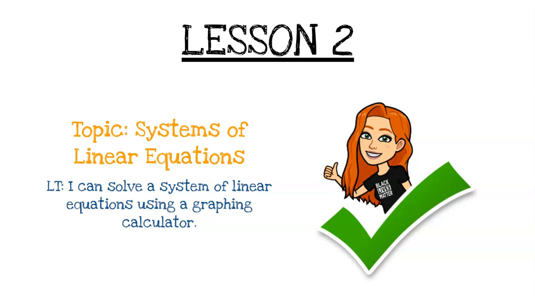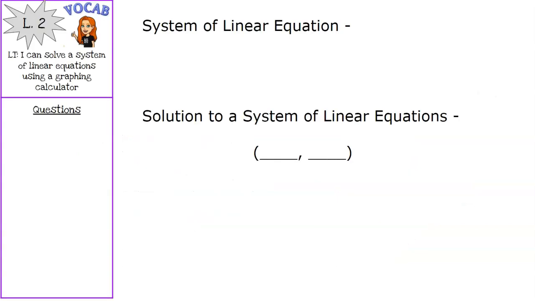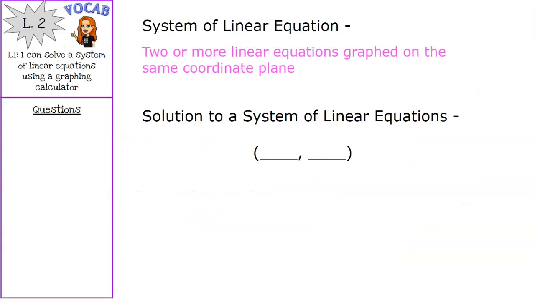Lesson 2, topic: systems of linear equations. Learning target: I can solve a system of linear equations using a graphing calculator. So first off, a system of linear equations is two or more linear equations graphed on the same coordinate plane. We talked about graphing these in our last lesson. And then the solution to a system of linear equations is an x-y pairing, or what we call a coordinate point or ordered pair.